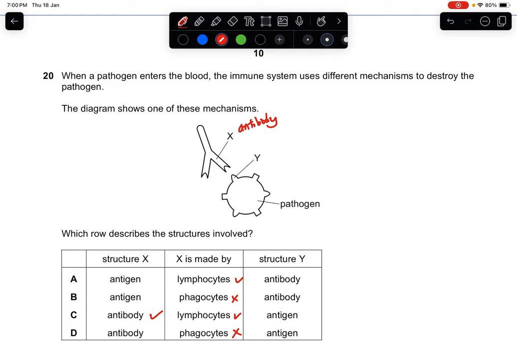Pretty much we already know where the correct position is. These are always the antigen, the other one that allows the antibody to bind with it. Okay, so the answer is pretty much C. You already know it is from there.